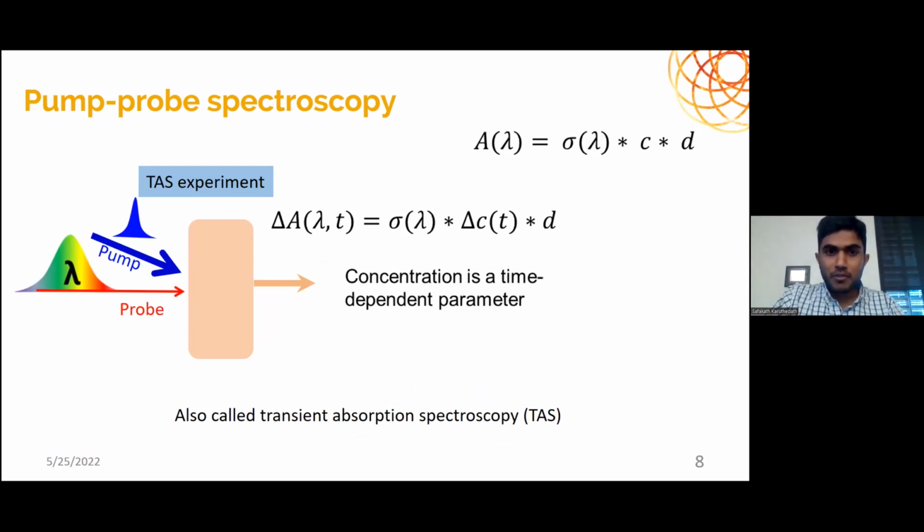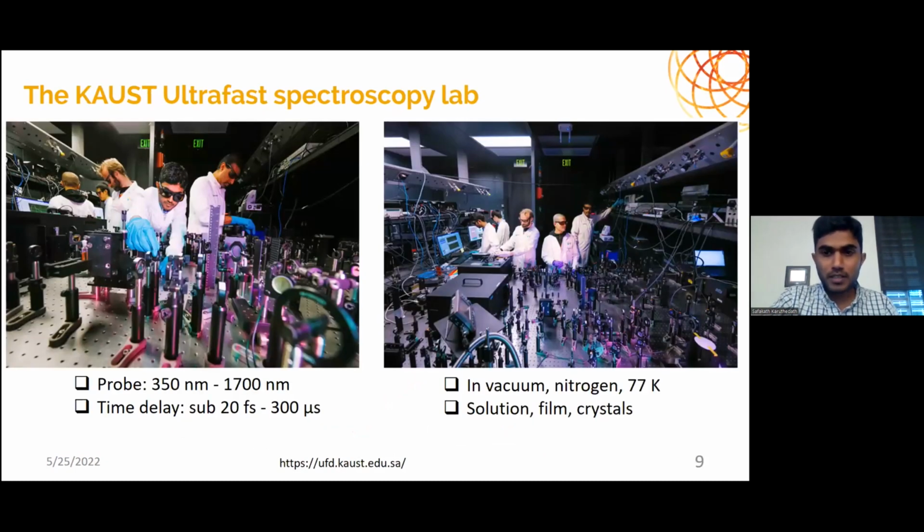Okay, and I want to show you the lab. This is our lab here at KAUST, and we can basically measure a wide spectral and temporal range, from sub 20 femtoseconds to 300 microseconds, and under different conditions. So if you'd like to get your samples measured with this technique, you could contact us. We will be happy to collaborate with you.